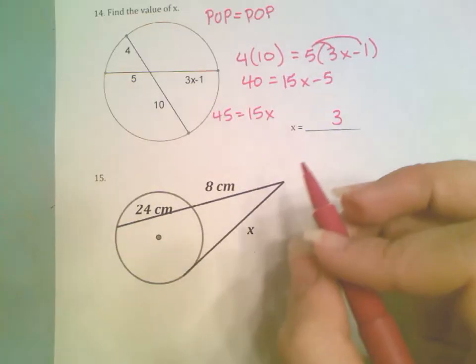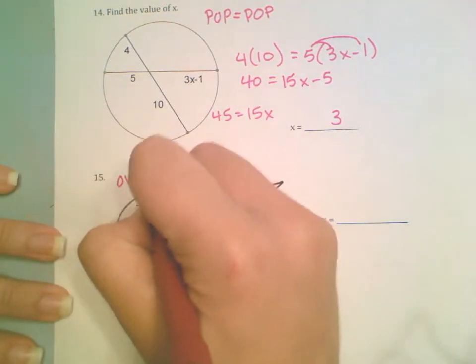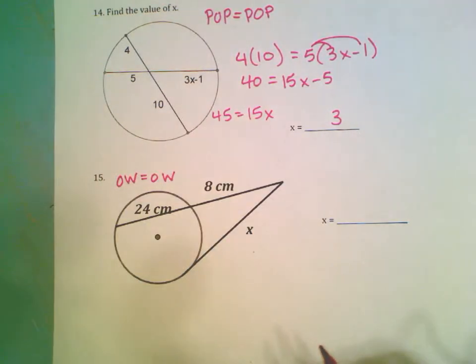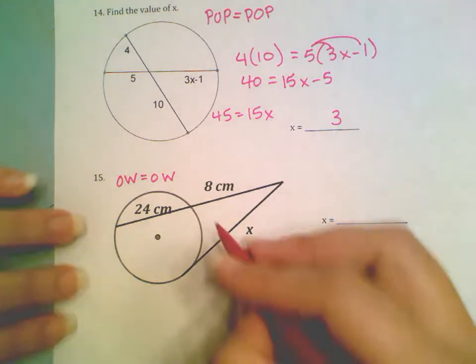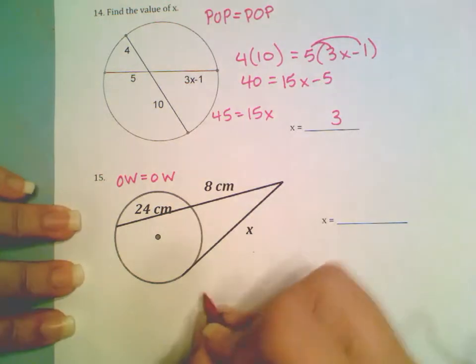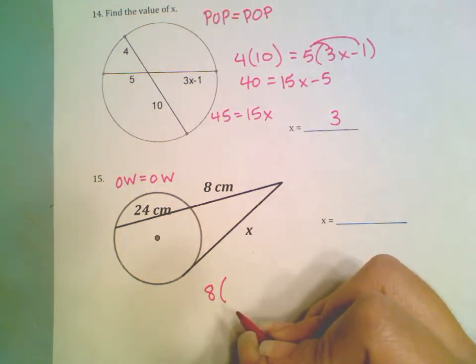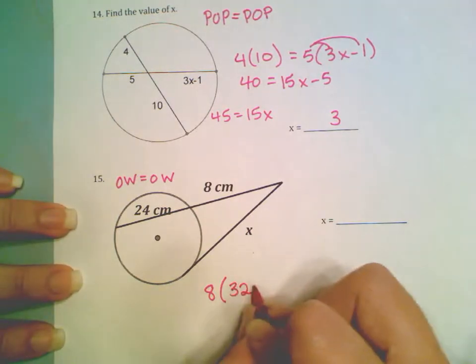For number 15, we'll do OUT again. Outside times whole equals outside times whole. So we will say the outside, which is this piece right here, is 8 times the whole thing, which is going to be 24 plus 8, giving us a total of 32.